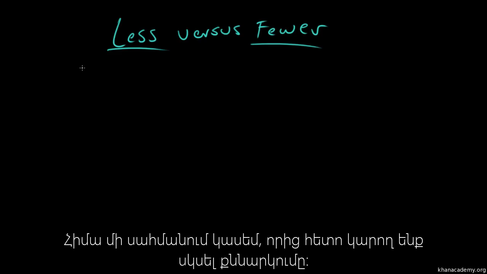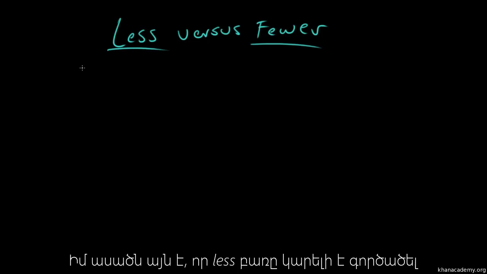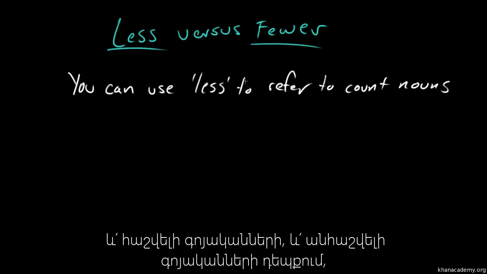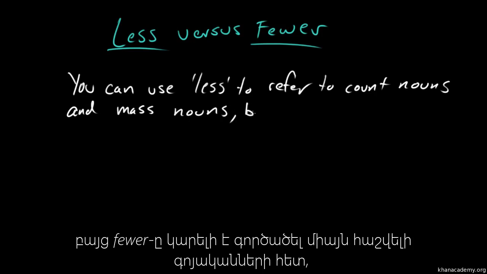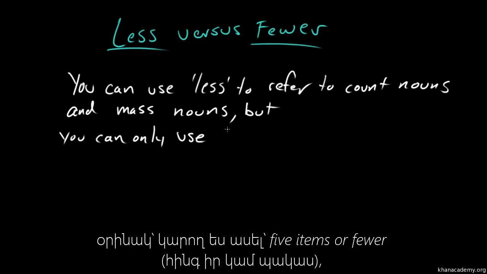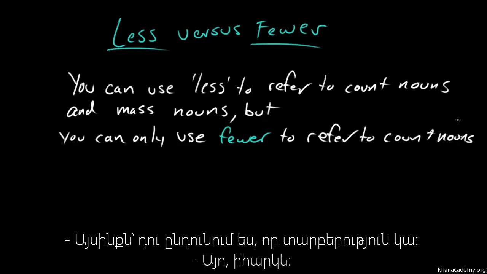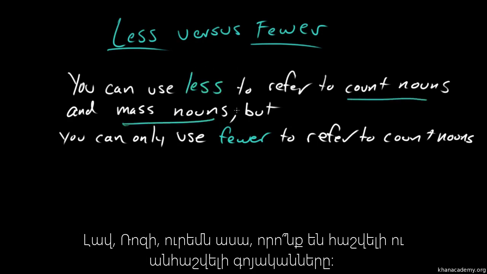All right. I'm going to make a broad statement to start with, and we can dig into it. My argument is that you can use less to refer to both countable items, count nouns, and larger mass nouns. But you can only use fewer to refer to count nouns, like 5 items or fewer. You couldn't say fewer water. So you are acknowledging that there is a difference. Oh, definitely.